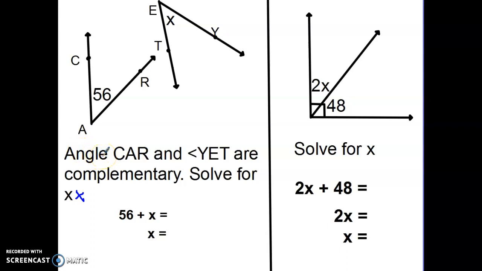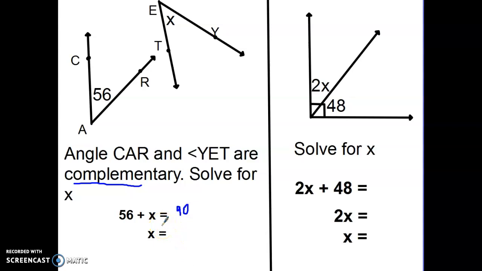So using that information and keeping in mind that they add up to 90, this first question here on the left says angle CAR and angle YET are complementary. Solve for x. So this is what we're going to be solving for. I've started the setup here. We're going to be adding 56 plus x because we know this is 56 degrees and we know we're solving for x degrees. And of course, because they are complementary, that automatically means they should add up to 90 degrees.